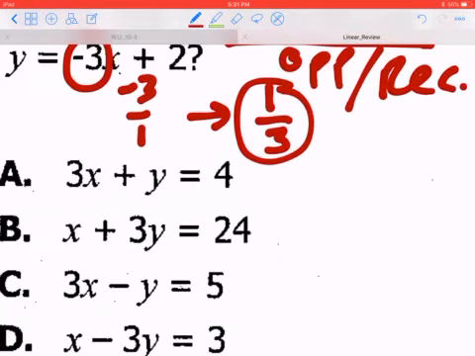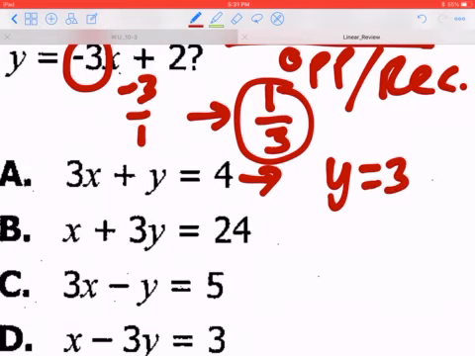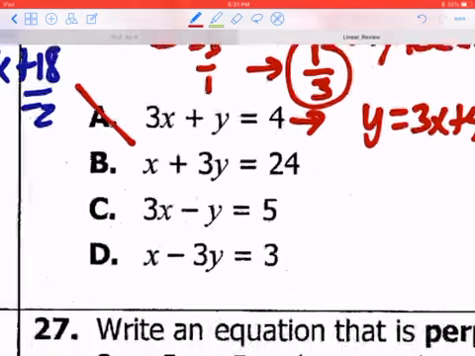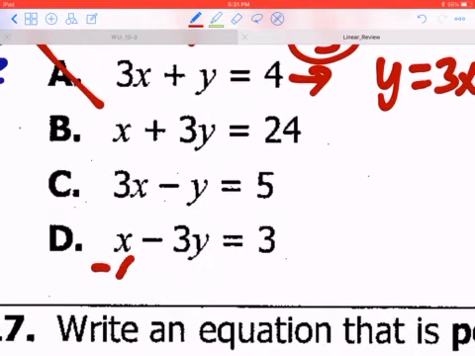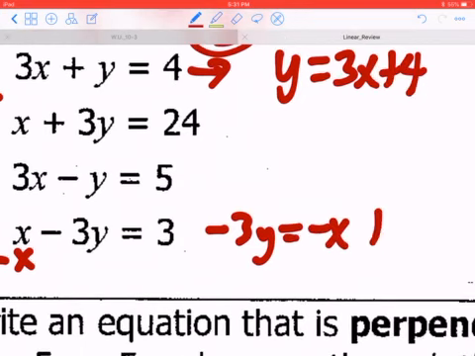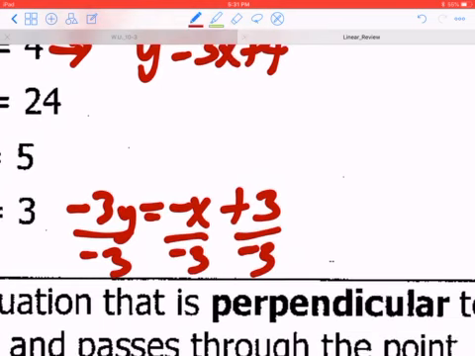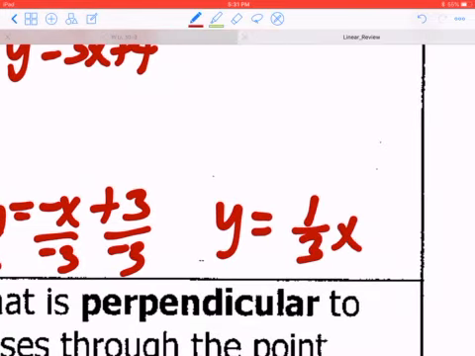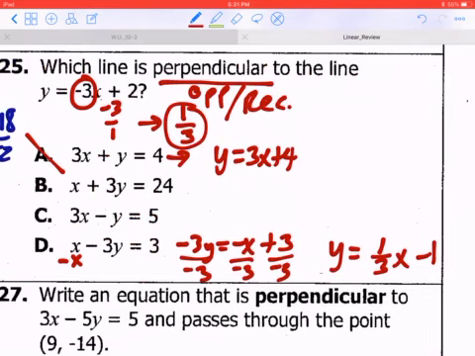If we look at this first one, when we bring over, it becomes y equals 3x plus 4. So that can't be it. If we look at the bottom one, D, when we subtract by x, we're going to have negative 3y equals negative x plus 3. And then when we divide by negative 3, we're going to have y equals, negative negative is positive, positive 1/3 x minus 1. And we're looking for the one that has a 1/3, so that is the one. It is D.